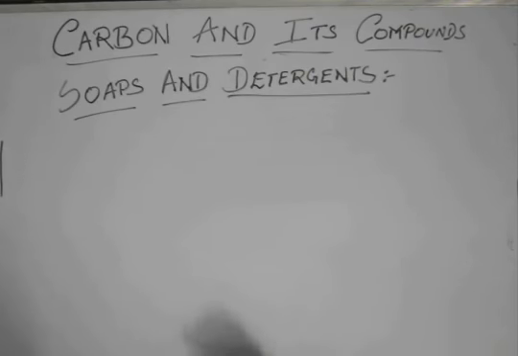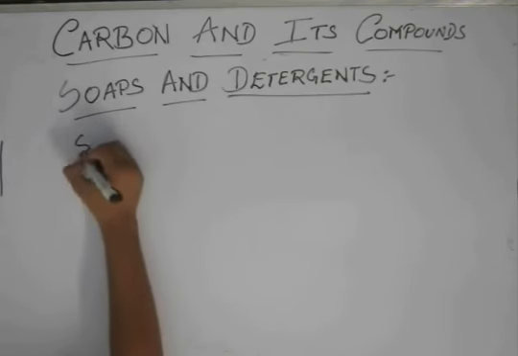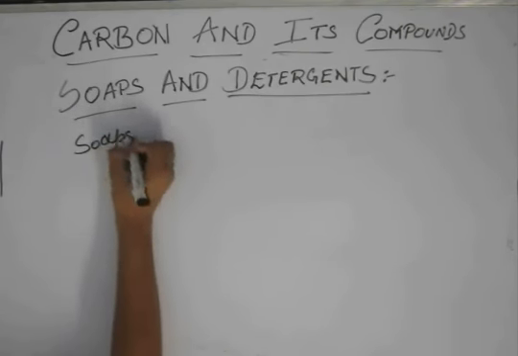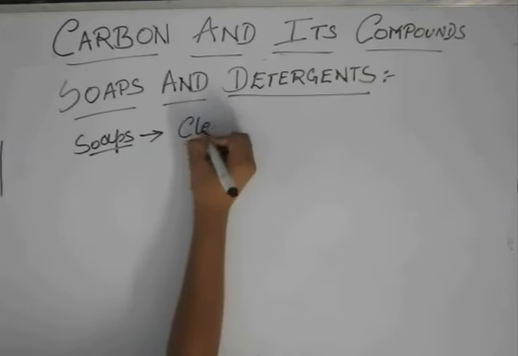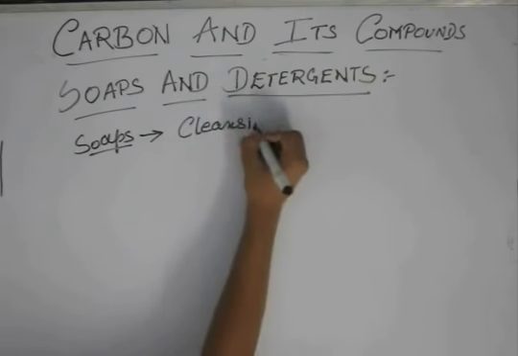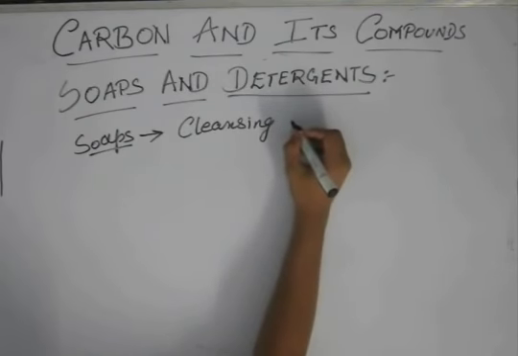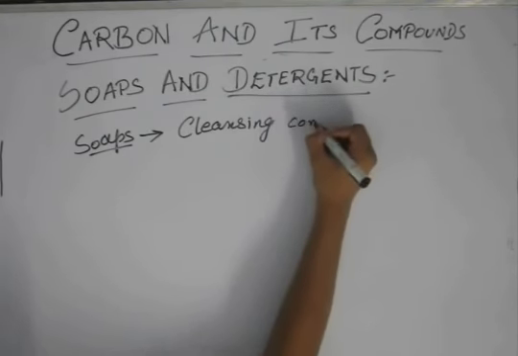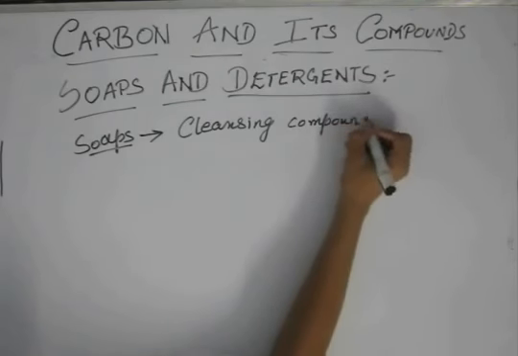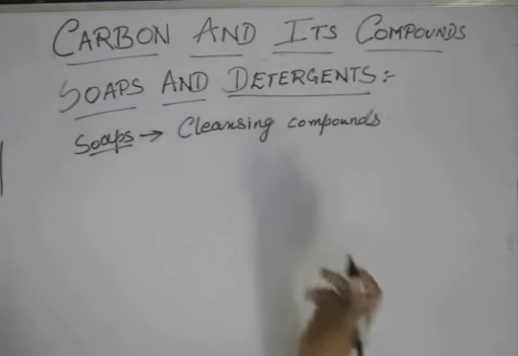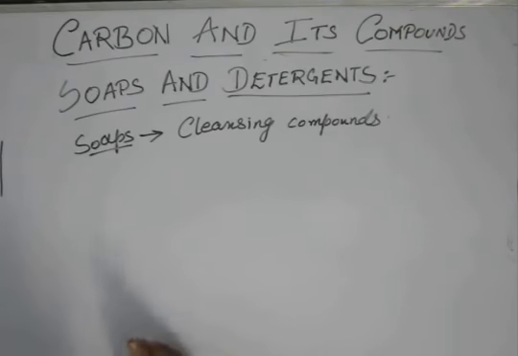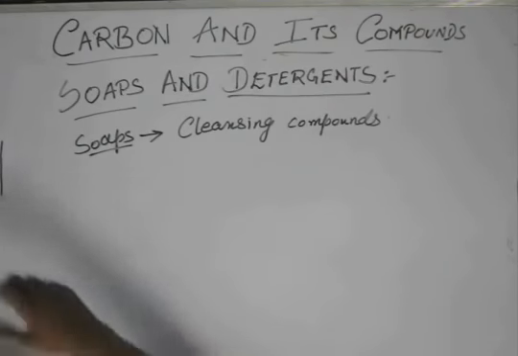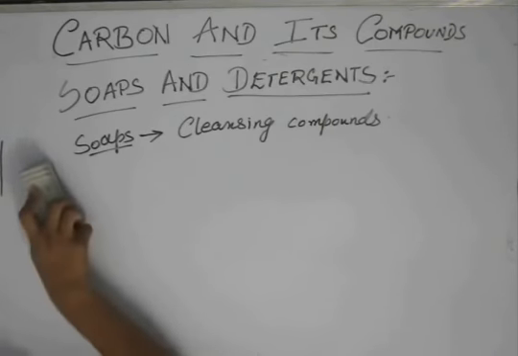Now you must have heard about soaps and detergents. So soaps are basically cleansing compounds or cleaning compounds. They clean the dirt. And detergents also do the same. But there are many differences between soaps and detergents, which we'll come across now.